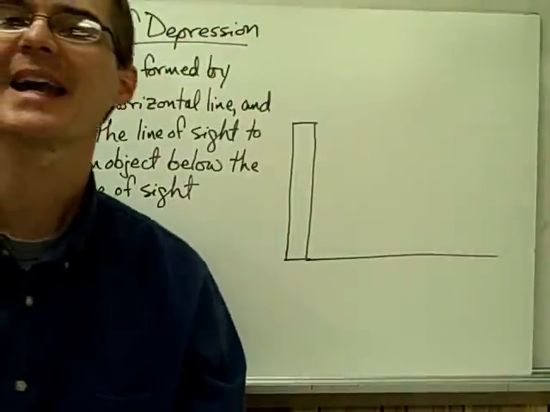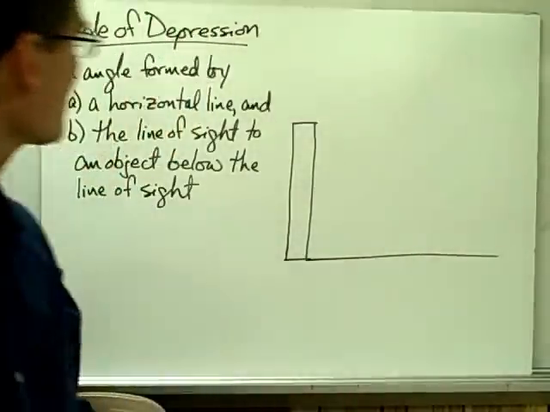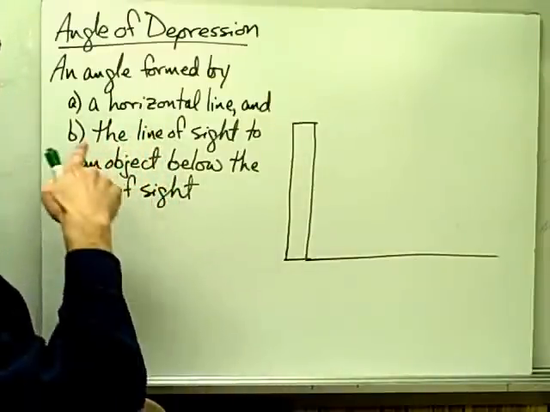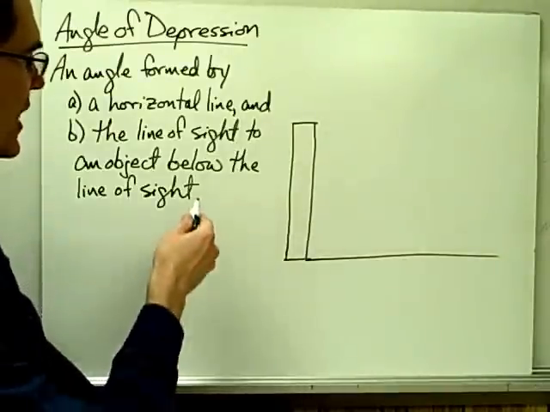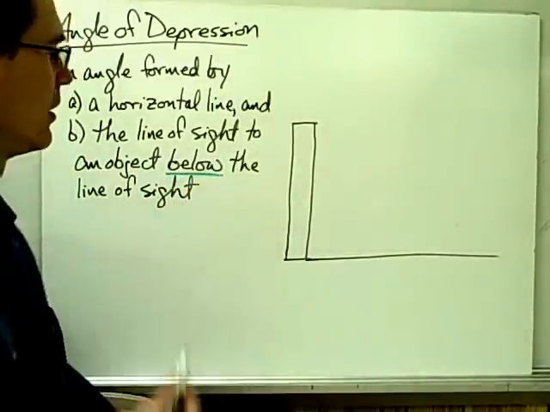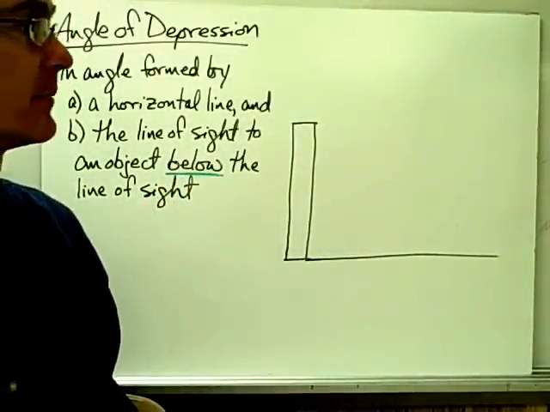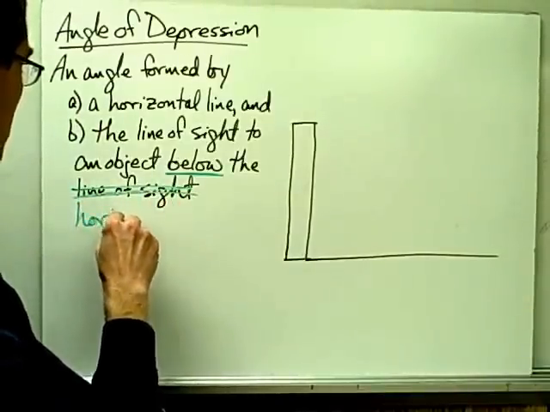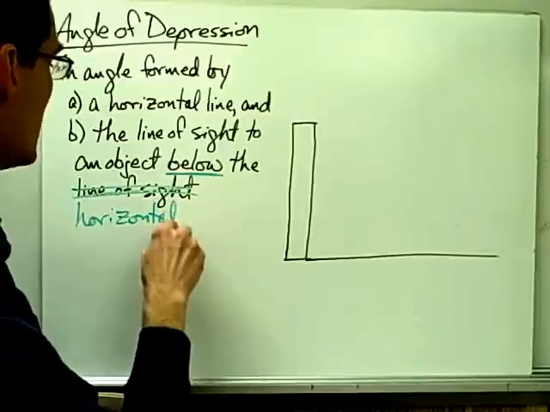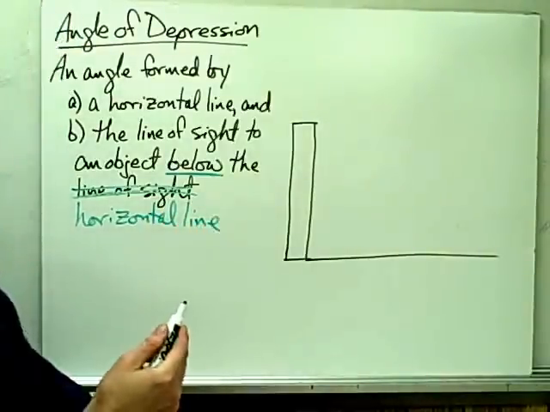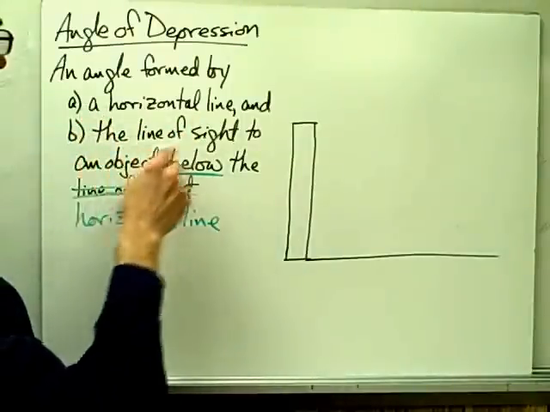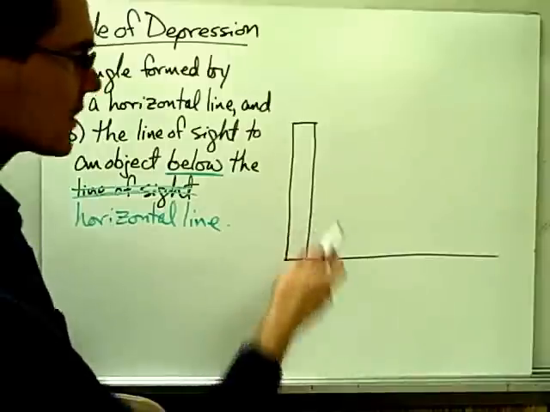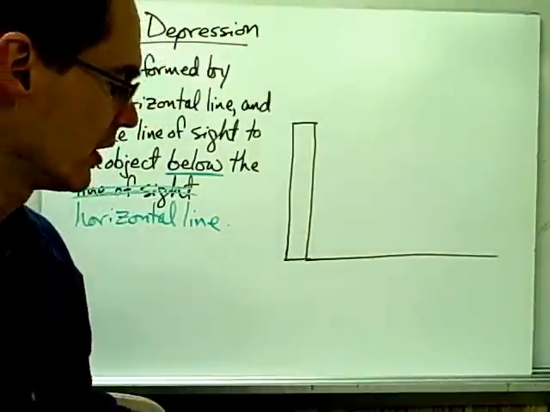Okay, now let's talk about angle of depression. The definition of angle of depression is an angle formed by, again, a horizontal line and the line of sight to an object below the horizontal line. So again, let's take a look at this picture if you have it in your notes.